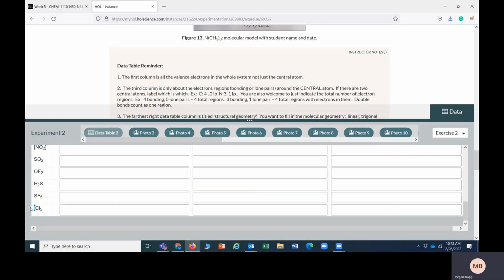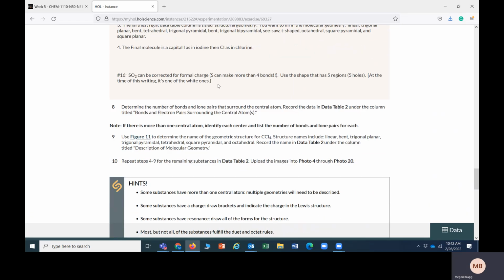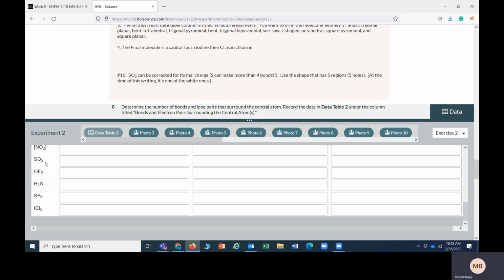Again, this is confusing, the very last structure right here. This is ICl5. And then finally, SO2, it can be corrected for formal charge. This is really good for you to try. Use the shape that has 5 regions. It's one of the right ones at this time. And see if you can't correct it for formal charge. So again, that's right over here. Because that's really good practice.